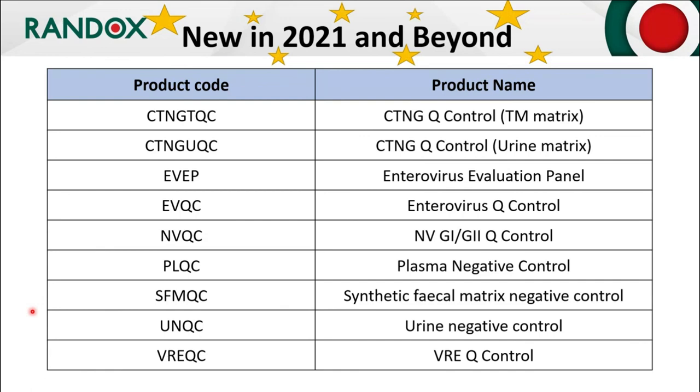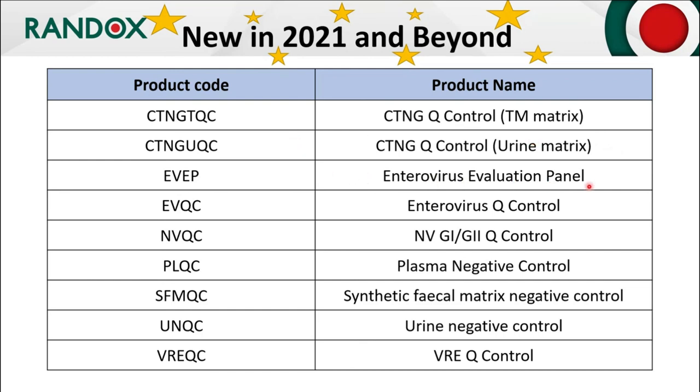Obviously, we're always working to improve, and in 2021, we do hope to bring out a range of other controls as well. So we have a new take on chlamydia gonorrhea controls. Traditionally, controls tend to be delivered in a type of transport medium matrix, as far as we're aware, but we're branching out on that now. We are going to provide a transport medium control, representative of what you might get from a typical swab sample, and then also a urine sample as well, a urine CTNG. So you can now stress your CTNG assays or control them using appropriate sample types with whole pathogen organisms.